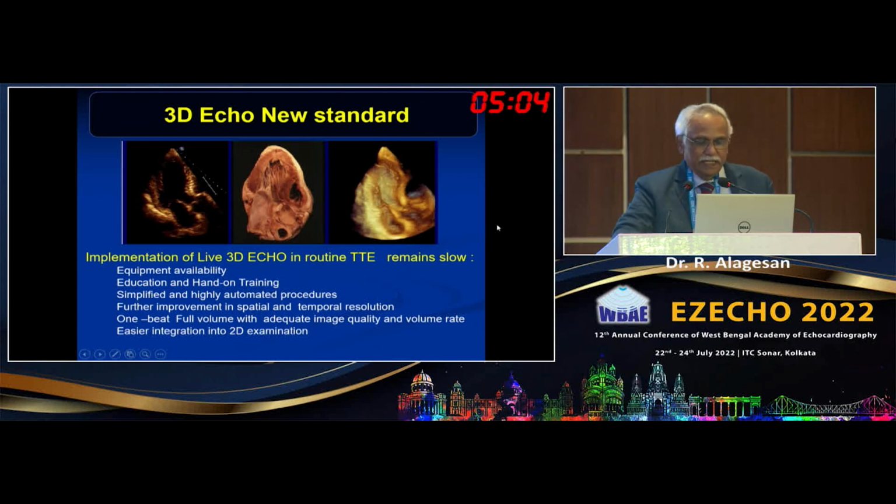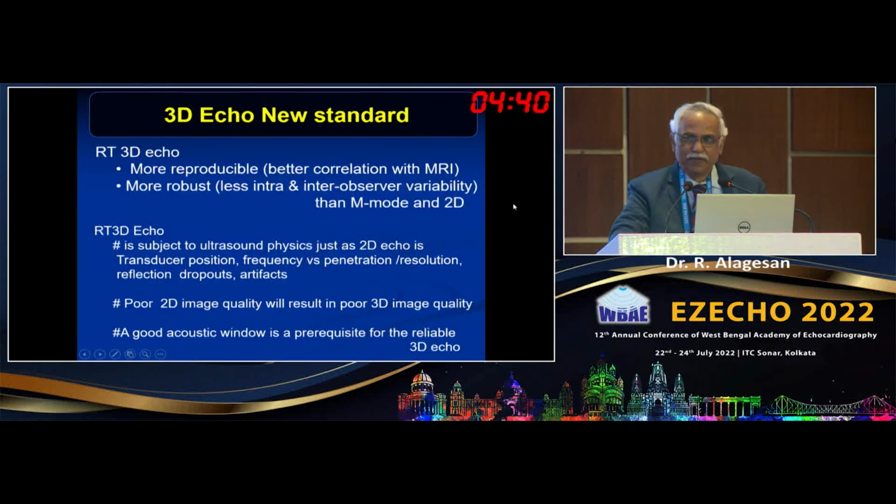So 3D assessment of left ventricular volumes and function should be done. The only things needed are equipment availability, education and hands-on training, simplified and highly automated procedures to measure the volumes and function, further improvement in the spatial and temporal resolution, and one-beat volume with adequate image quality and volume rate. If these are present, three-dimensional echocardiography will come into practice more.